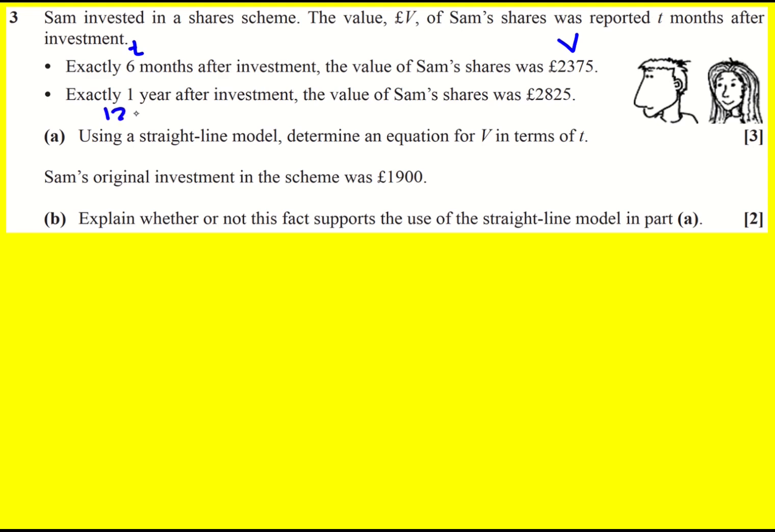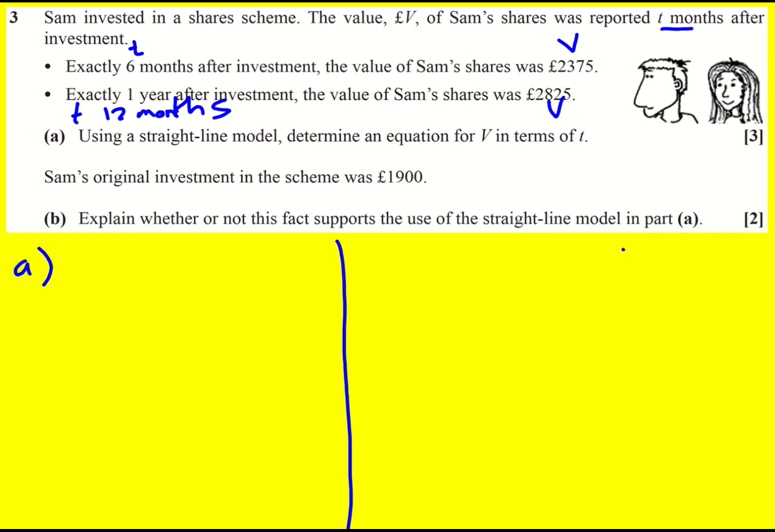After 1 year, which is 12 months, it's important to be consistent in our unit and T is in months. The value of the share was 2825. So that's V here and that's T here. Using a straight line model, determine an equation for V in terms of T. So I'm going to show you two ways to do this.